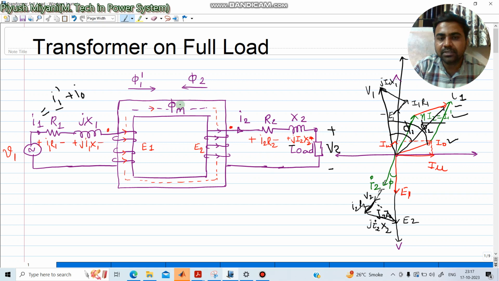If you do not understand the exact operation of the transformer, I will explain it in another video: how exactly phi 2 gets produced, how exactly phi 1 dash is produced so that phi 2 gets cancelled, what R2 and X2 and R1 and X1 signify, and how you can build this overall phasor diagram by connecting various pieces of phasors.